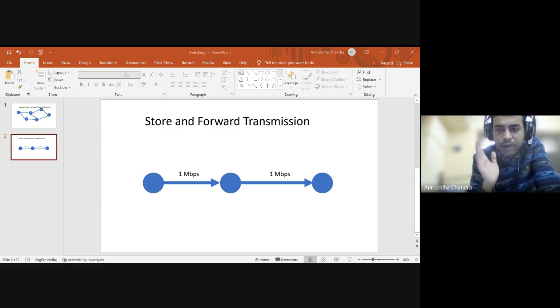I repeat my query again. We have a 60 MB packet to transmit over such a network. The 60 MB packet is in the first node. We have to transfer it to the second node. And once it is fully received in the second node, then only we can go on transmitting it to the third node. How much time do we require to transmit it to the third node?